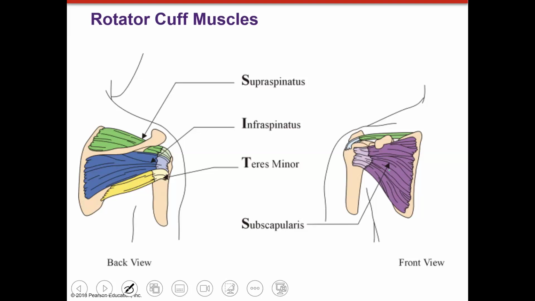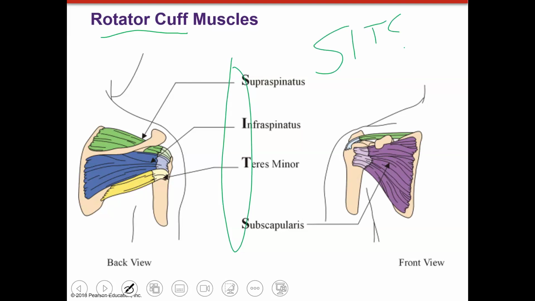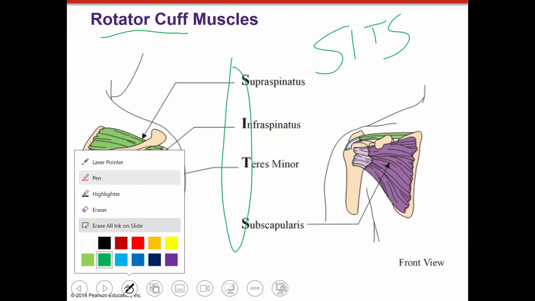And this is not in your book, but I threw this in here because I like it. It gives us some really simple color-coded what muscle is what in the rotator cuff. You have 4 muscles in the rotator cuff. Okay, so it's the SITS muscles. SITS is how we memorize it.